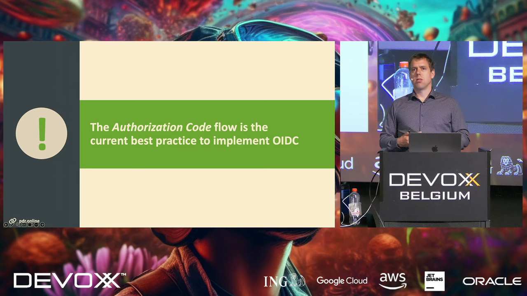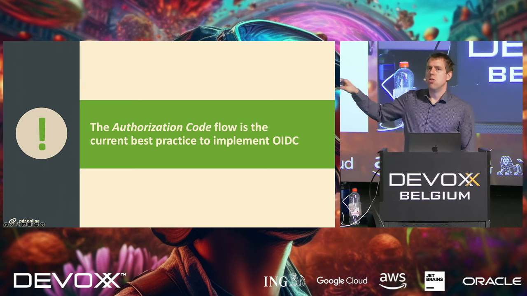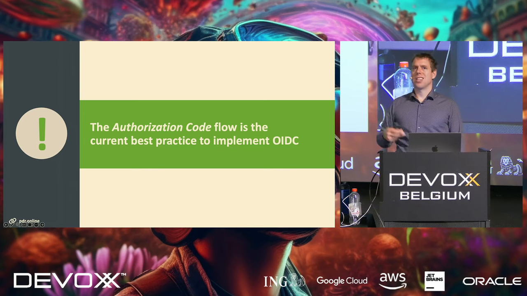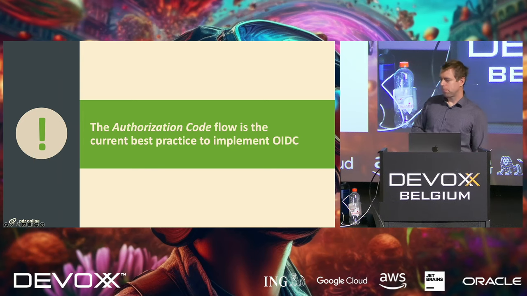So the advice today is that we use the authorization code flow. That's the current best practice. If you have one of these other flows, consider upgrading to the authorization code flow. It's the current best practice. It's the most secure configuration, especially when you implement it securely, as we'll talk about in the next topic of this presentation. All right.